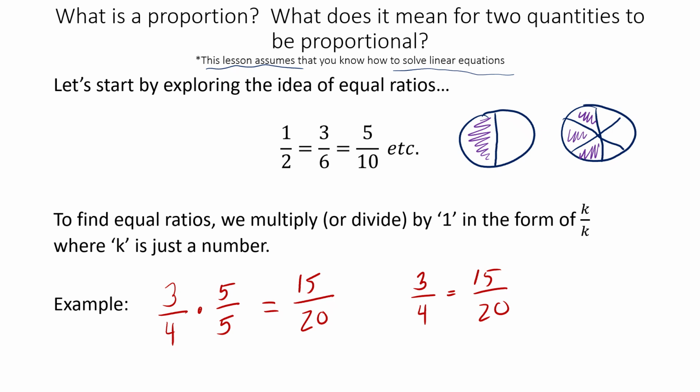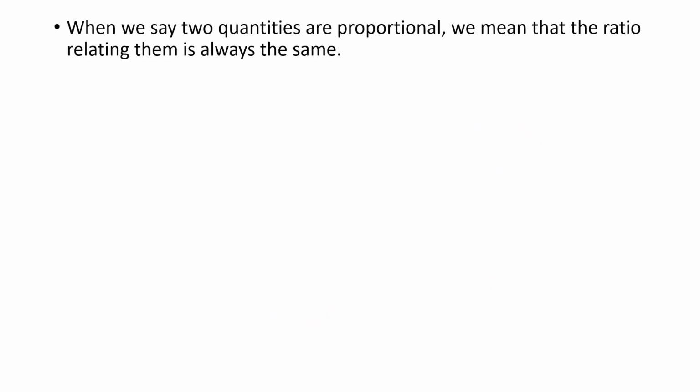So when you're finding the equal ratios, you'll always have some kind of factor of k multiplied in. You could also say divided by, that would be the same as multiplying by some kind of reciprocal, okay, to find them. So when we say two quantities are proportional, what we mean is that the ratio relating them is always the same. Okay, and so we'd have one ratio and then another ratio, and the ratios might look different, but they would indeed be equal.